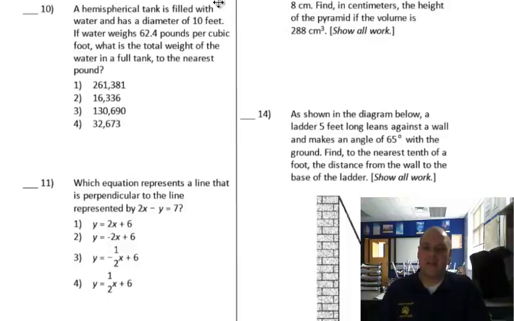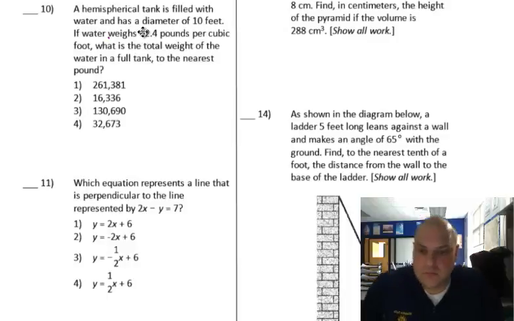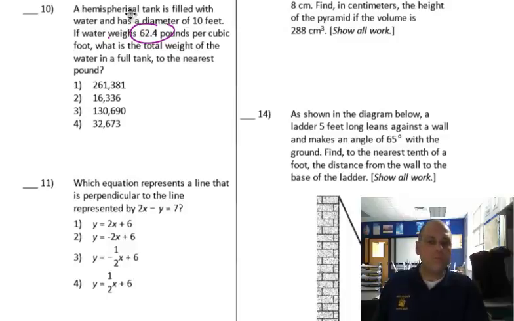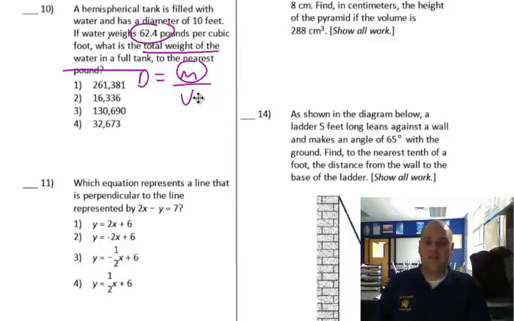A hemispherical water tank is filled with water and has a diameter of 10 feet. The water weighs 62.4 pounds per cubic foot. That's the density. Total weight of the full tank. All right, so here's the density. And I need the volume because density equals mass over volume. So if I want the total weight of the water in a full tank, therefore I'm finding the mass. Okay, so I got the density, I want to find the volume. If I get the volume, I can find the mass.